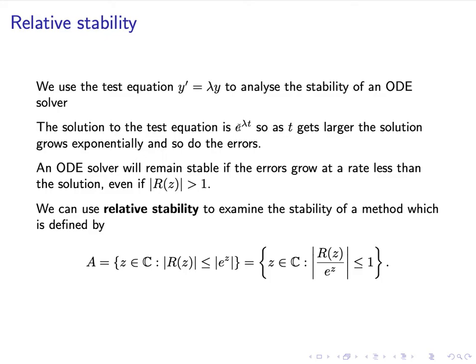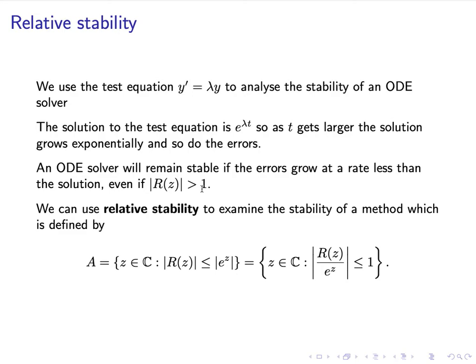So as t gets larger, the solution will grow exponentially. If the solution grows exponentially, well, so also will the errors. Now an ODE solver will remain stable if the errors grow at a rate less than the solution. So with absolute stability, we always ensured, or we needed to ensure, that the modulus of the stability function R(z) was less than or equal to 1. So that ensured that errors did not grow over each time step.